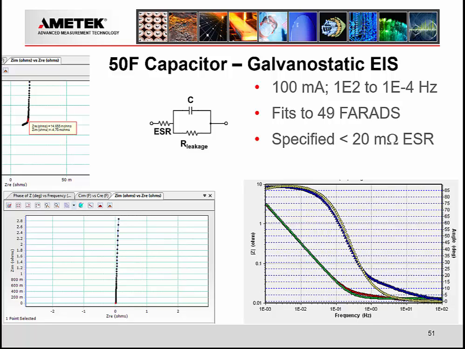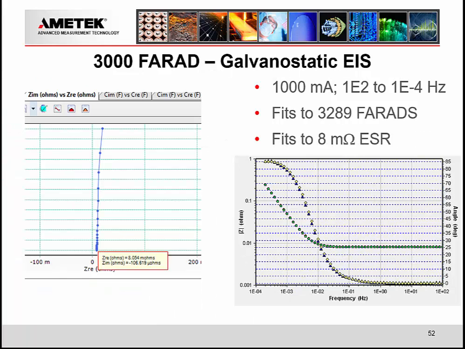And when I go over here and look at the value of the equivalent series resistance estimate directly from the file, I can look down and see that it's 14.7 milliohms, and this commercial device is specified at less than 20 milliohms of ESR. I can fit that data to 49 farads, very close to the 50 farad value published for this commercial capacitor.